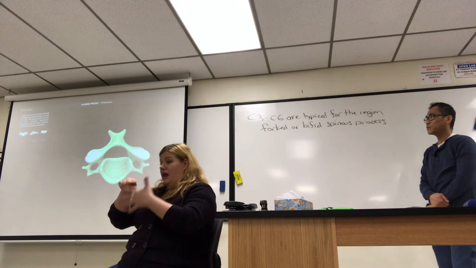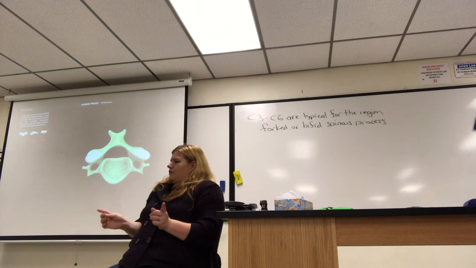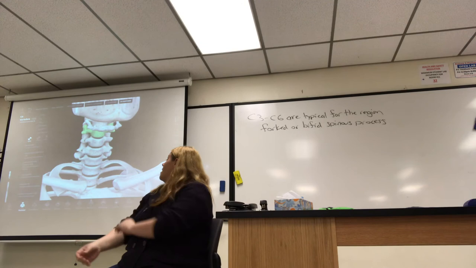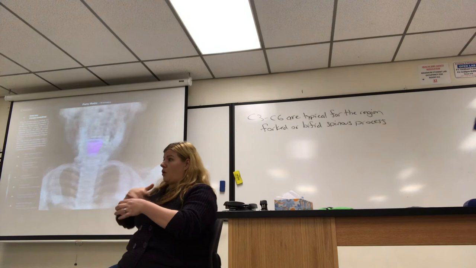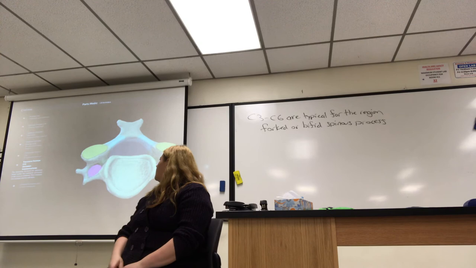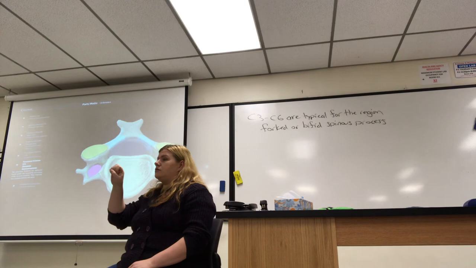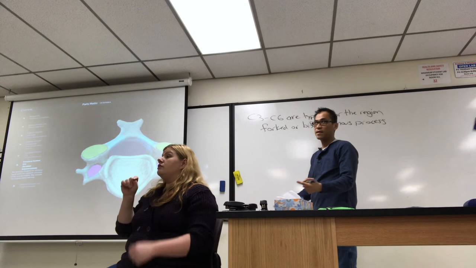Look at the transverse process. It has a hole in it. We'll go back here. And that hole, highlighted in purple, has a name. It's the transverse foramen. So I'll write another feature: the transverse processes have transverse foramen. You don't see that in any other region.